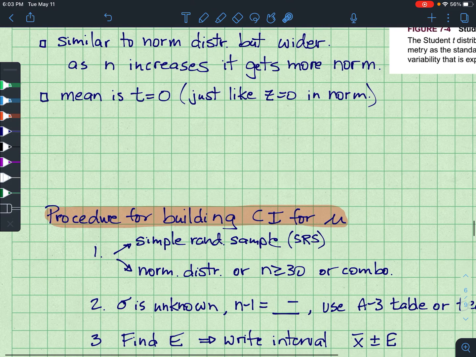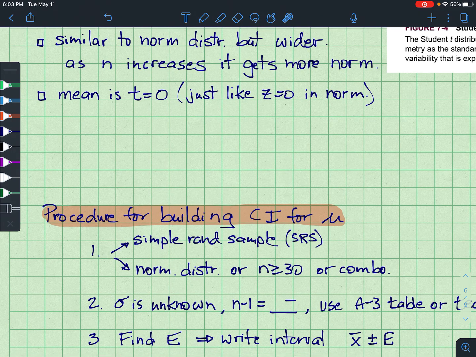Procedure for building the confidence interval for mu. First of all, make sure you go through the requirements. There is a simple random sample, and then we have a normal distribution, or n is greater than 30, or that combination that we talked about.